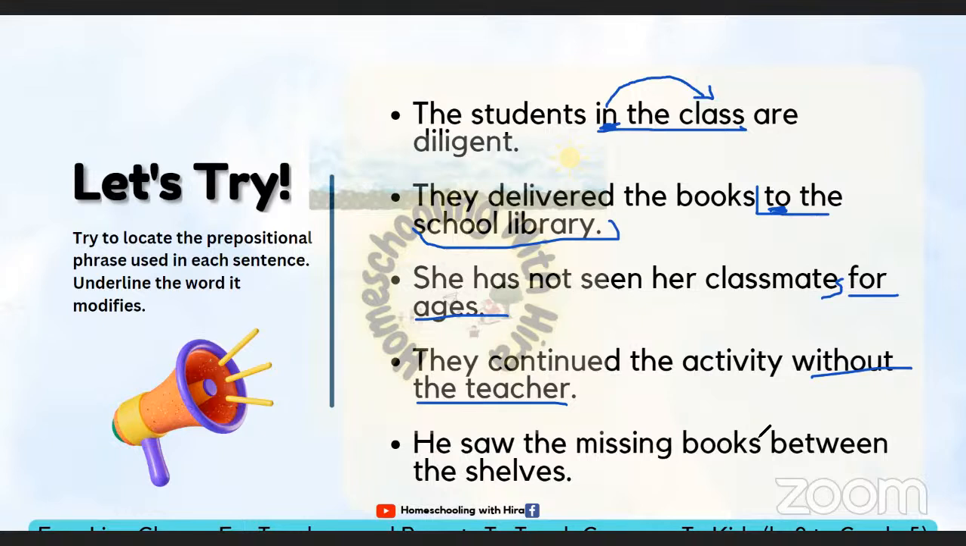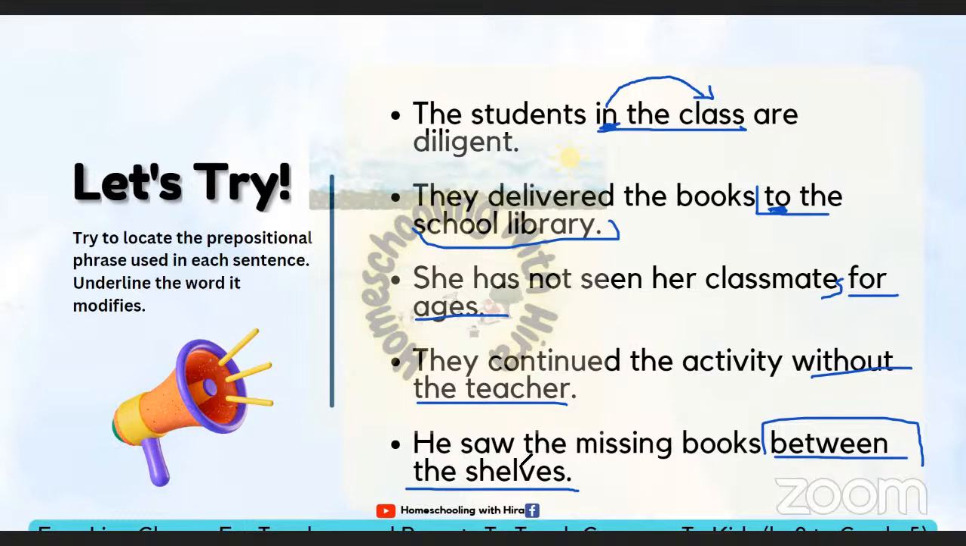He saw the missing books between the shelves. Between is the preposition. The shelves is the noun of the prepositional phrase. So this will be the prepositional phrase. Okay. If I ask you where is the noun phrase here, can you please point out the noun phrase in the last one?